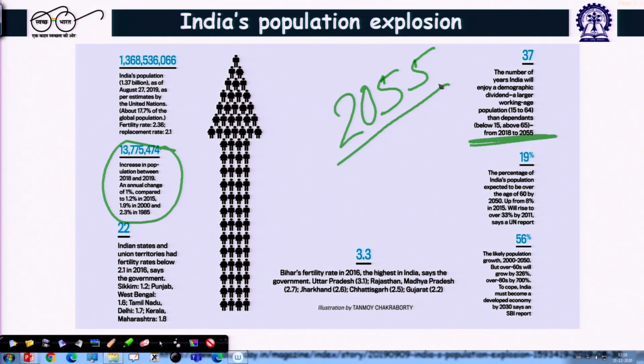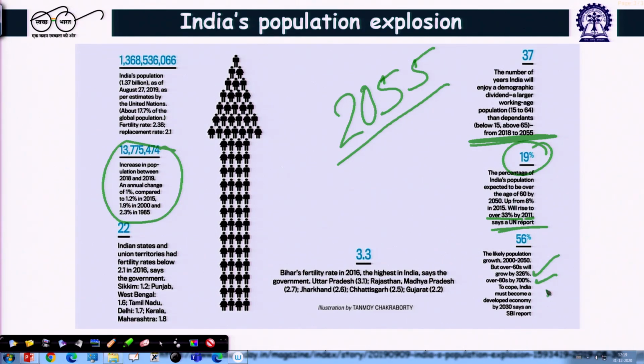19% of India is expected to be over the age of 60 by 2050, up from 8%, and this will rise to 33% by 2070, not 2011. It says a UN report. Now, 56% of likely population growth from 2000 to 2050 is the likely population growth, but over 60s will grow by 326%. Over 80s will grow by 700%.